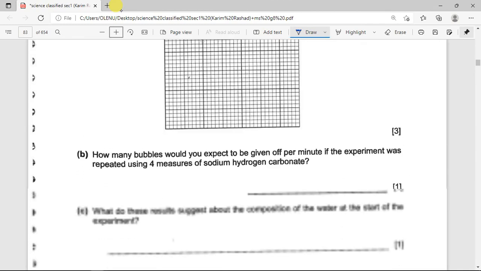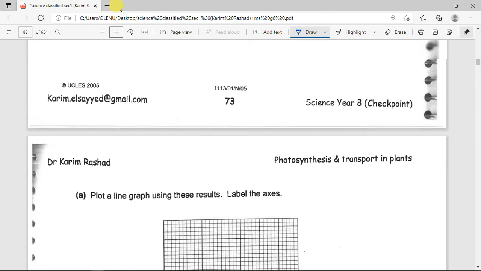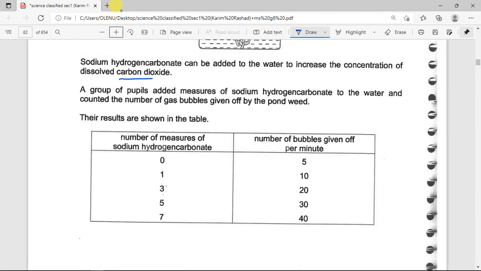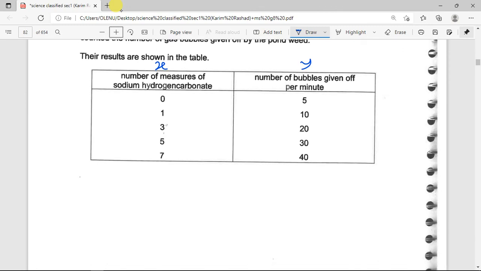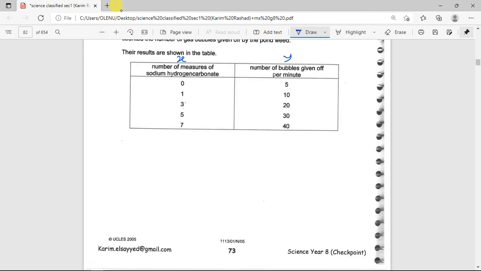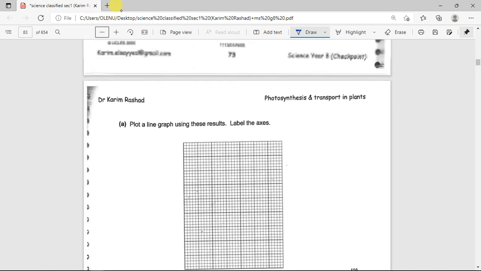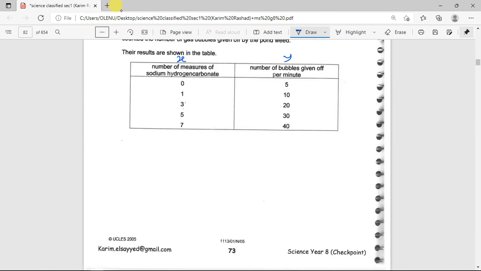Okay. Now, they say plot a line graph using the result. Now, you first need to label your axis. The first one is usually your x, and this will be my y axis. So you copy everything here, and add it to your data column. So what I'll do now is, here I have number of measures of sodium hydrogen carbonate. So here will be my number. Please do not abbreviate in the exam. Number of measures of sodium hydrogen carbonate.